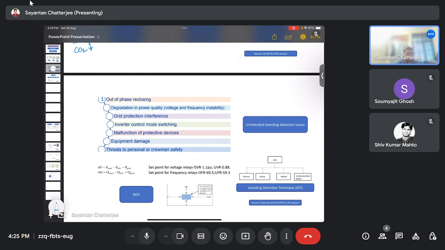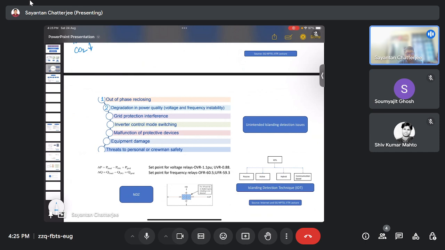So this out of phase reclosing is an issue, a challenge, because the circuit breakers will have to be closed, and when they are closed, it has to be properly in phase. But sometimes these problems do arise that they are to be closed, yet they are not in phase. So some issues related to out of phase reclosing are faced. Then degradation in the power quality. So power quality degradation is also faced when the voltage or frequency instability occurs.